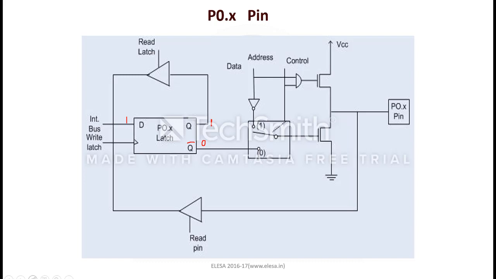One thing I want to tell is that in the high impedance state, whatever data is written to the P0.x pin, either 0 or 1, will be passed directly and read by the read pin. In this way, port 0 works as an input pin. Because of the high impedance state, when we have set D equal to 1, whichever data is received by that pin will be directly sent to the read pin. Now we will see how the port 0 pin acts as an output pin.